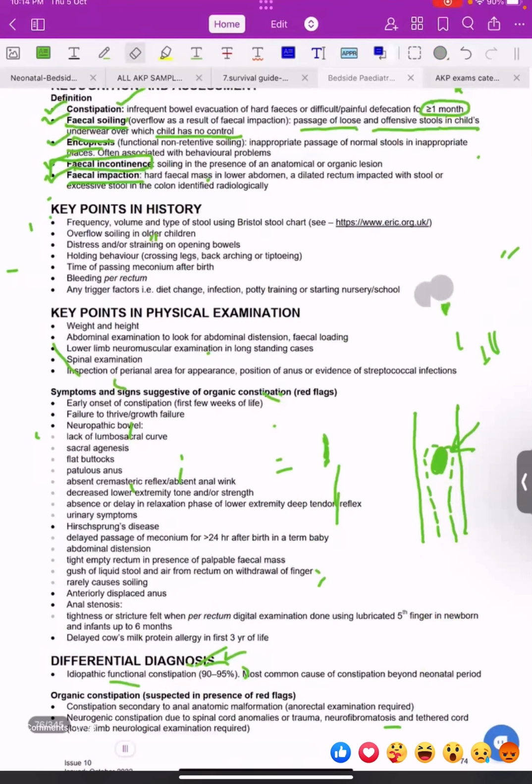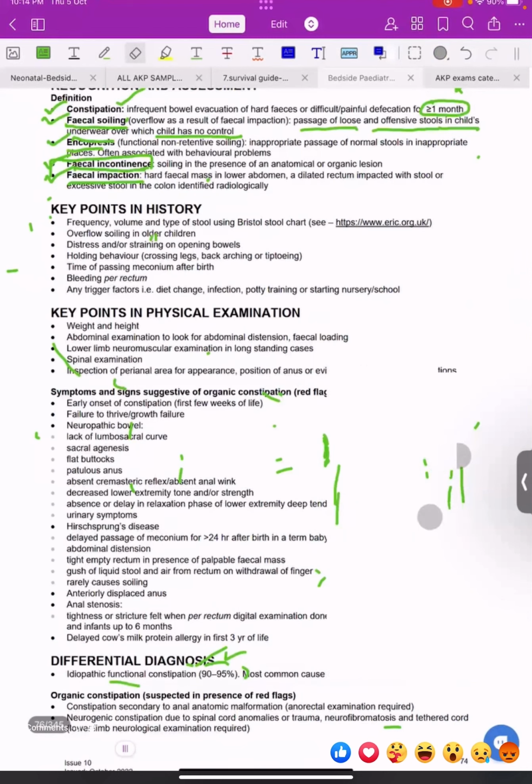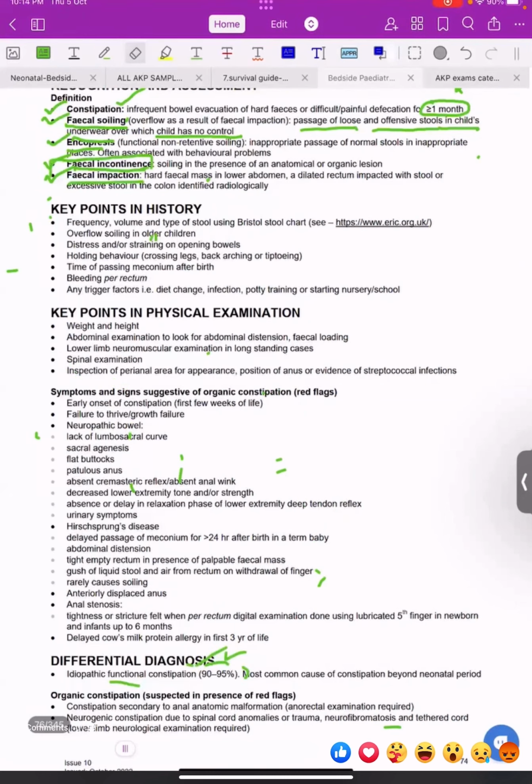A neonate who didn't pass the meconium in the first 48 hours of life, definitely this is not a case of functional constipation. A CP child who is having neuropathic problems, who is having some derangement of the upper motor neurons, maybe some problem in the intestine or spinal cord, that is definitely not a case of idiopathic functional constipation. So you have to remember the red flags. All right, is it a child who is having some neuronal problem?